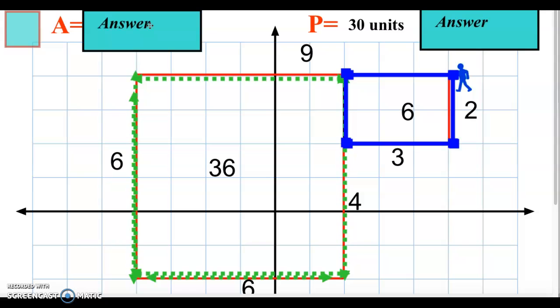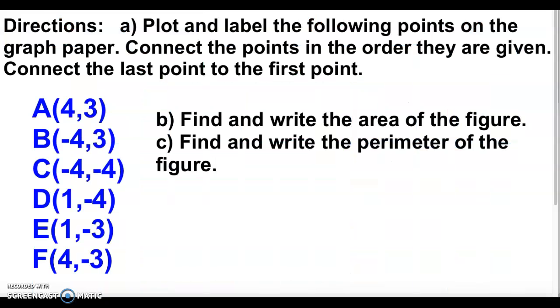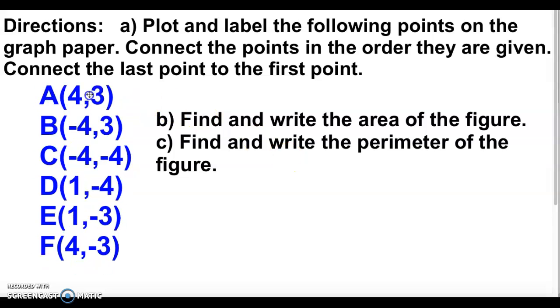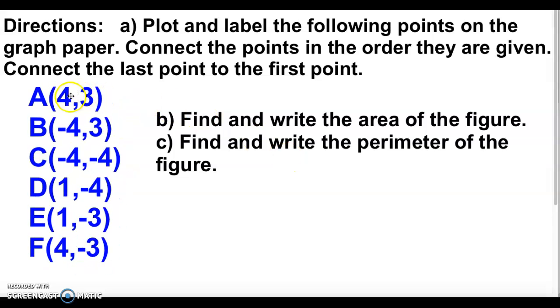So that's a model problem that I just wanted to show you. You're going to start doing some on your own. So here's what you're going to do. Go to the first graph box that you have on your paper, and I would like you to plot and connect these in order. So here's what I mean. You're going to plot A, B, C, D, E, and F, and then you're going to connect A to B, B to C, C to D, D to E, E to F, and then F back to A. When you're done, I want you to find the area and the perimeter just like we just did in the last problem. Please hit pause and do that.